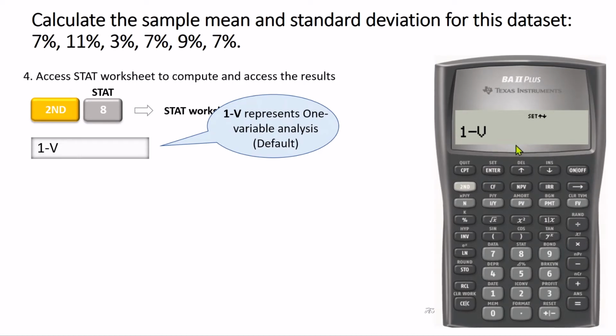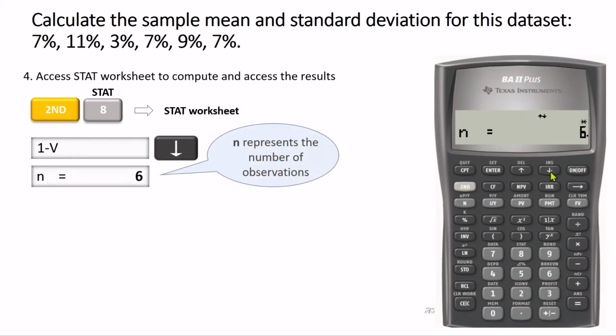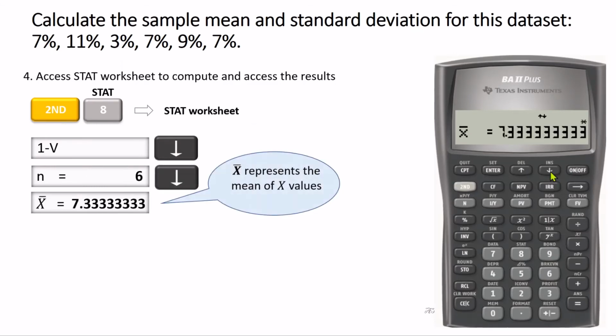So we go to the second variable in the sheet by using the down arrow key. As you can see, n is already computed. n represents the number of observations or data values in the set, which is 6. Now we use the down arrow again. X bar represents the mean of the values in the set. In this case, 7.33 repeating.